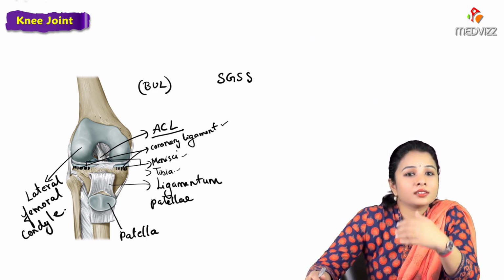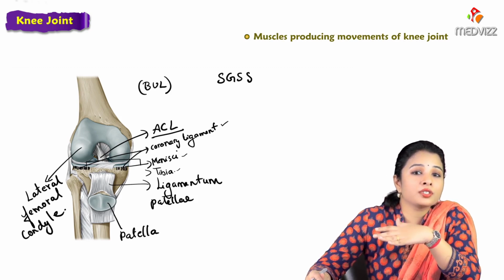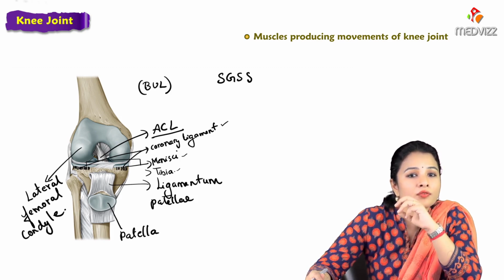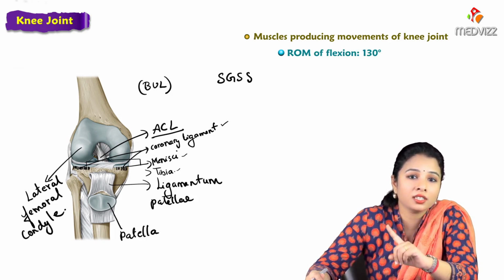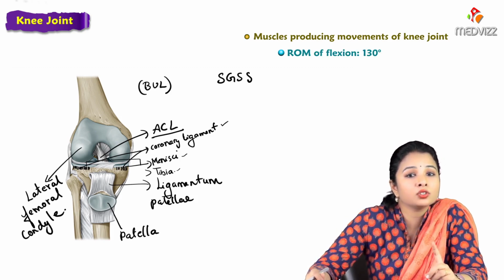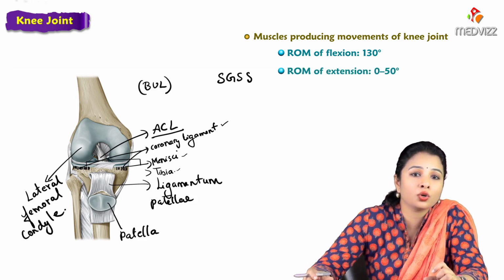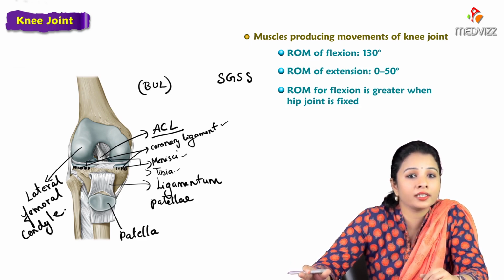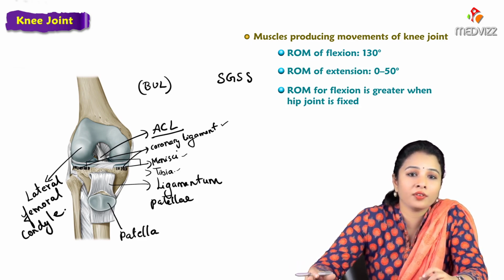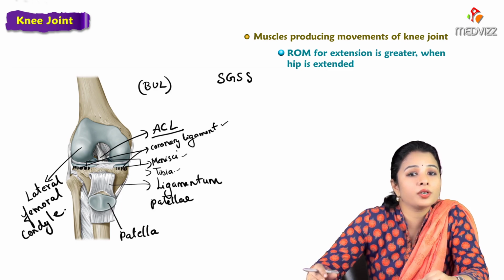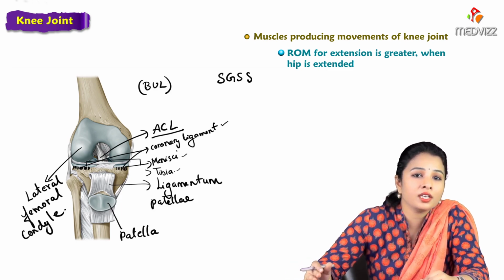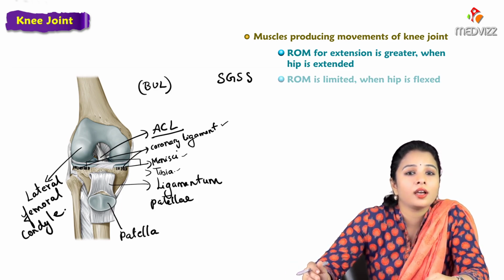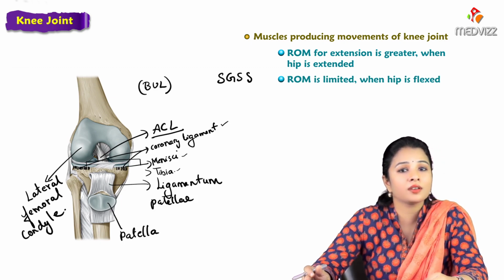So let's discuss the muscles producing the movements of the knee joint. The range of movement of knee flexion is around 130 degrees, whereas the range of extension is around 0 to 50 degrees. The range of flexion is greater when the hip joint is extended, and limited when the hip is flexed.